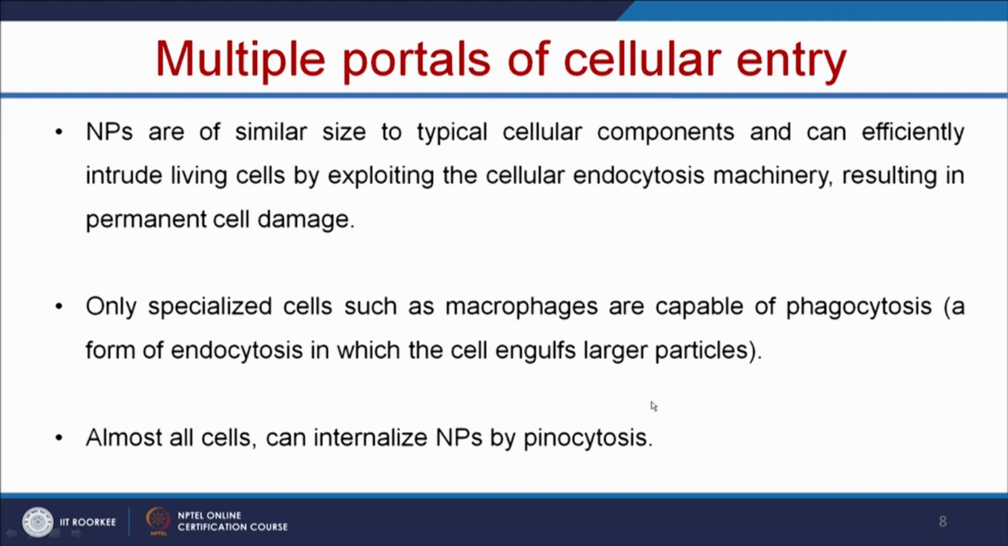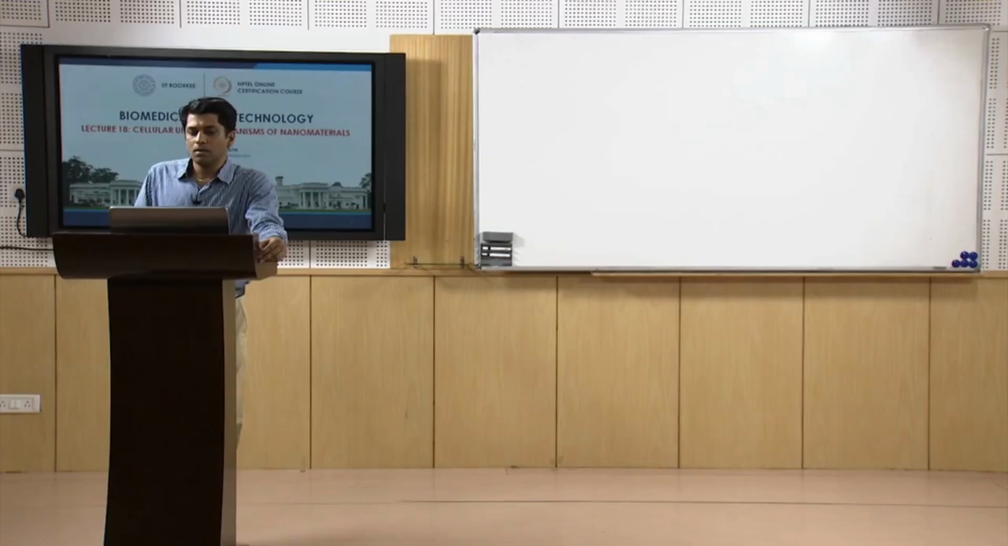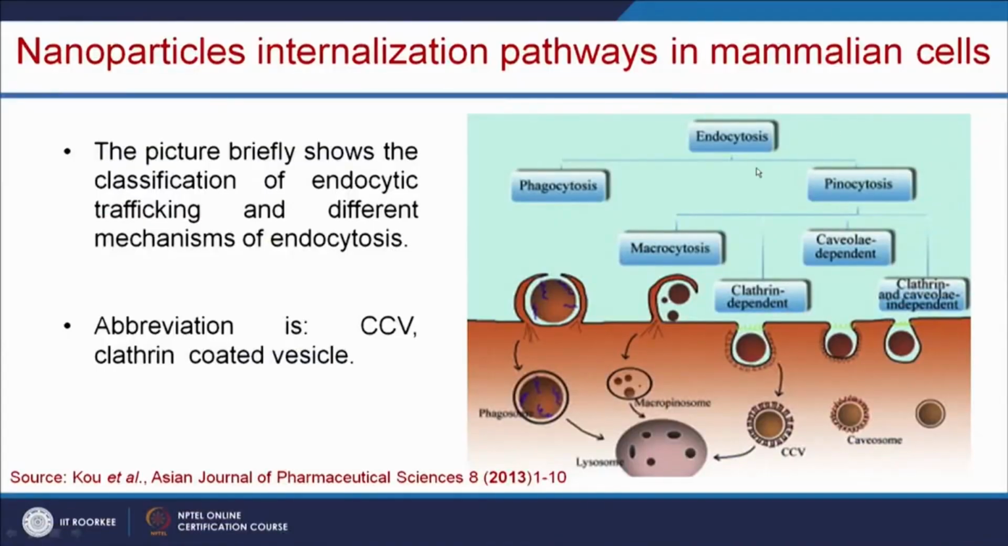Okay. So when the nanoparticle goes into the body, there is a cell called macrophages. That will uptake the nanoparticle by a process called phagocytosis. Phagocytosis means cell eating. Most of the other cells will take up the nanoparticle by a process called pinocytosis. Pinocytosis means cell drinking. So let us see the mechanism of endocytosis in detail.